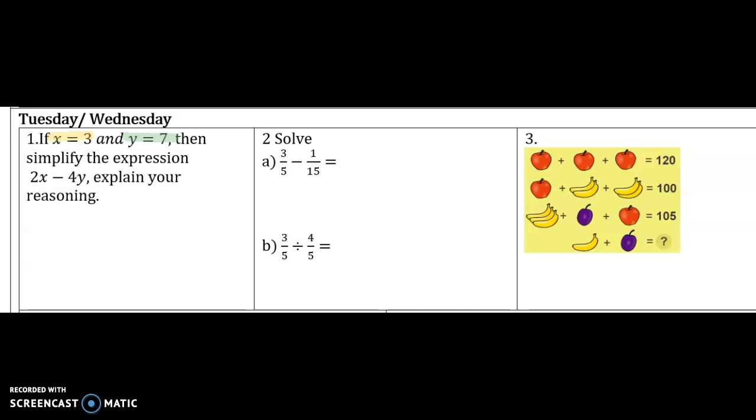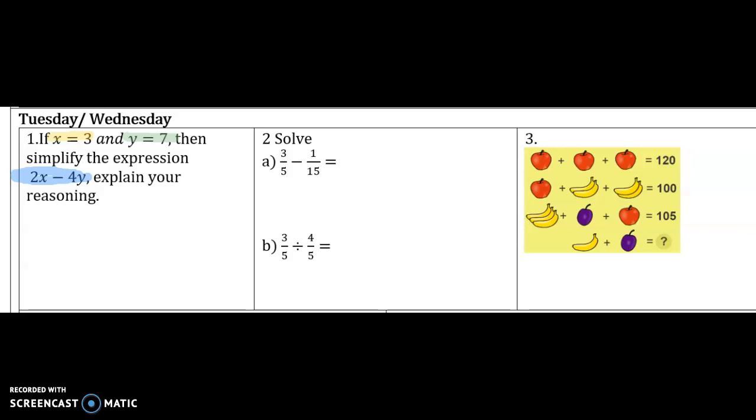And what is an expression again? An expression doesn't have equal signs and an equation does. Sorry about that, brain fart. Okay, and make sure to explain your reasoning. So when we explain our reasoning, basically you can tell me the steps or what your thinking was or why you did what you did.